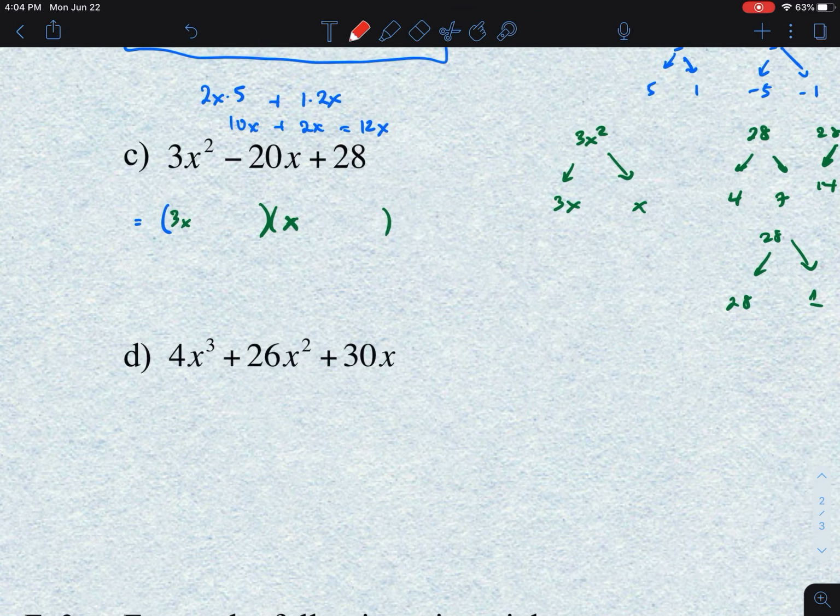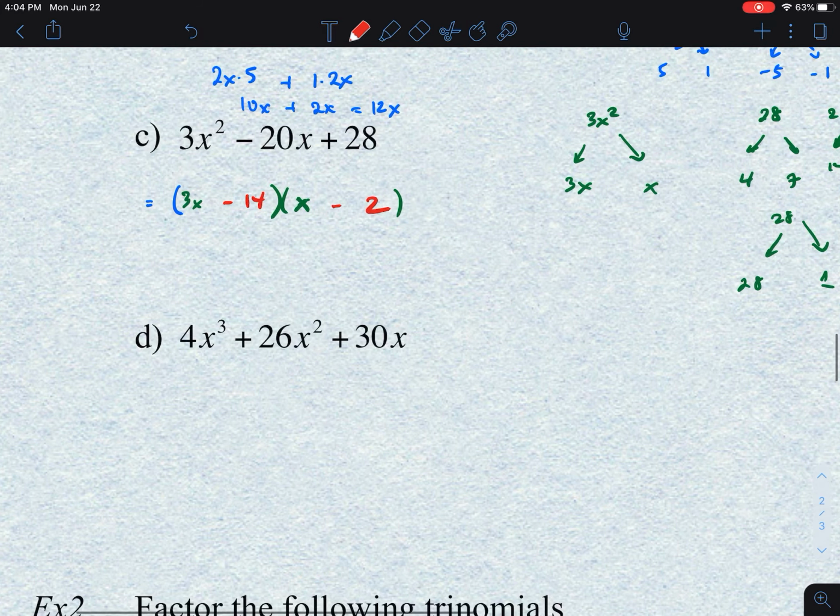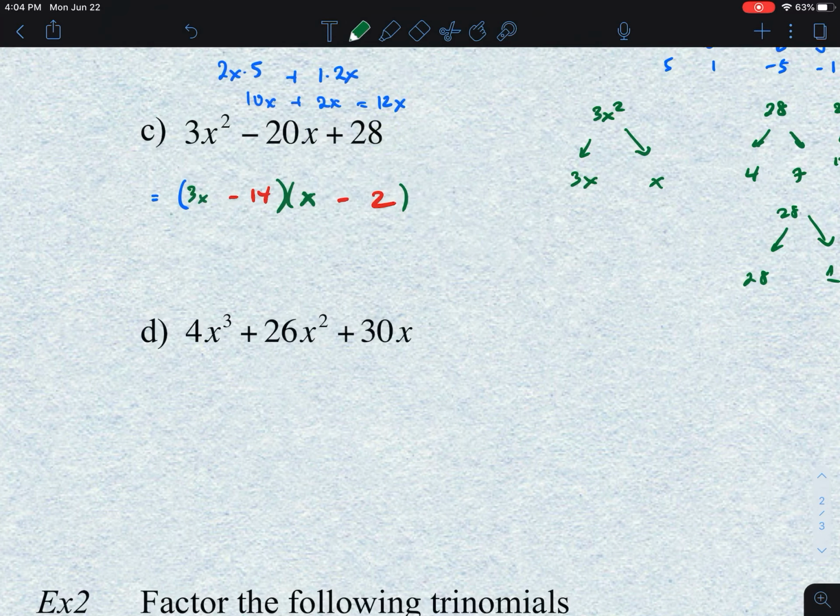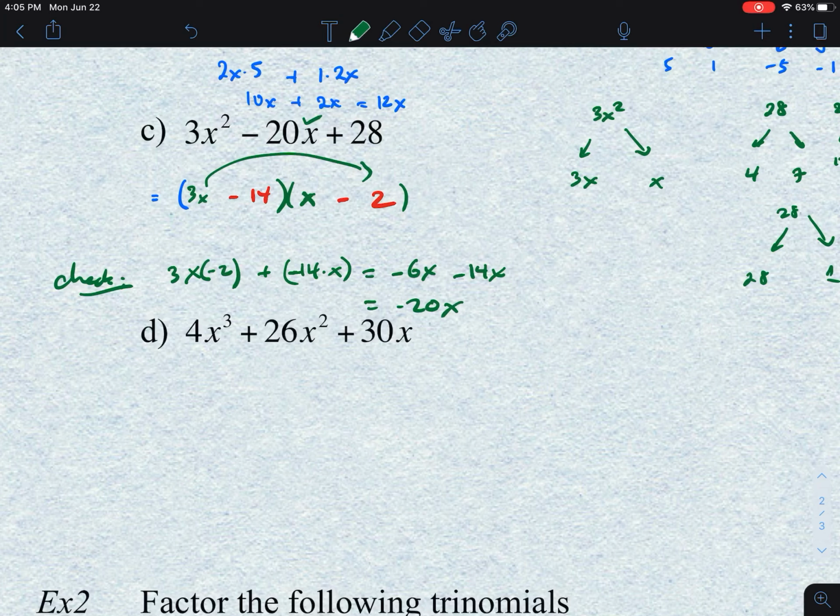So I'm going to go ahead and try the negative 14 and then negative 2 there to make 28. So we're going to check the middle term. 3x times negative 2. Oh, we don't have a minus, just 3x. And then we have negative 14 times x. So that's negative 6x minus 14x. So that's negative 20x. So that worked. So this is the correct factor here.